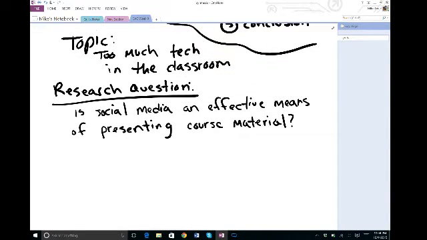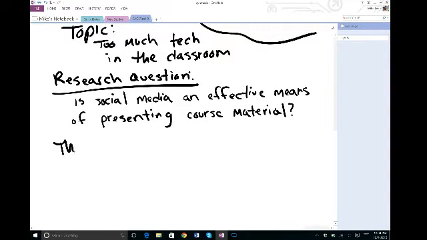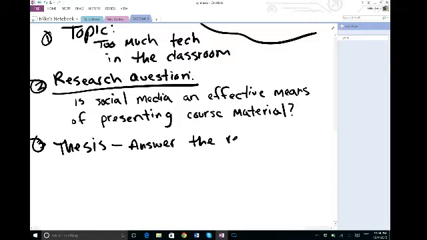Now, if we were going to write a synthesis essay on this, of course we have to figure out what we are hypothesizing to happen from this. What are we expecting to find from this question? And you can do one of two things here. Your thesis, because that's the next step, after you come up with a topic, then you come up with a research question, and then you come up with a thesis. Your thesis has to answer the research question, because the thesis, after all, is the point of the paper.